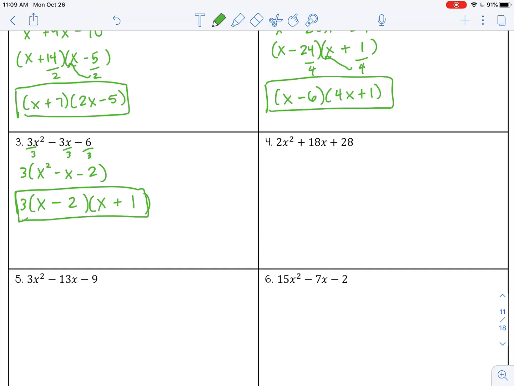All right, pause the video now and try 4, 5, and 6 by yourself. All right, let's see how we did. So on number 4, I can factor out a 2. And then I just have a trinomial where a is 1. And it should be 7 and 2. Positive 7, positive 2.